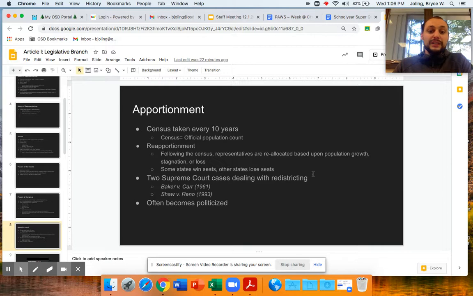In the Shaw v. Reno case, this deals with race. This is from North Carolina, and what happened was that there was an effort to get more African American representation. So a district was drawn in a really odd shape, essentially along a highway, that tried to group a district where the population was predominantly African American. And so this was a way to increase African American representation in Congress.